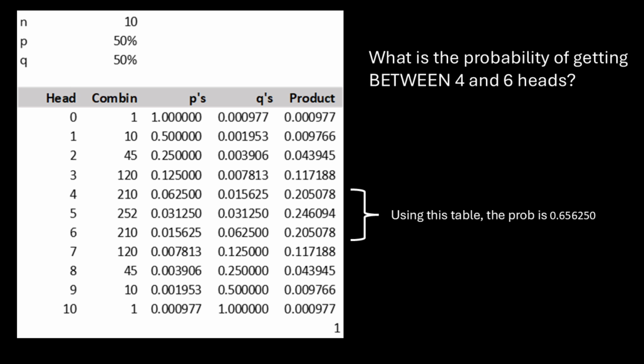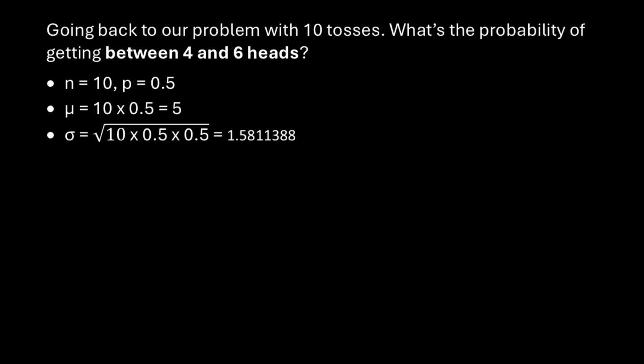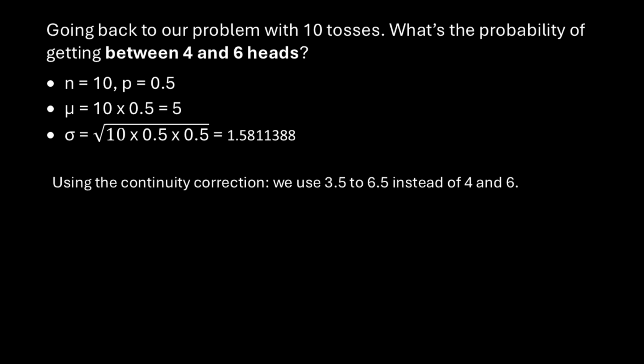So going back to our problem with 10 tosses, what's the probability of getting between 4 and 6 heads using a normal approximation? Well, we know that n equals 10 and p is equal to 0.5. Therefore, mu is equal to 10 times 0.5, which is equal to 5. And sigma is equal to the square root of 10 times 0.5 times 0.5, which is roughly 1.58. Now, using the continuity correction, we use 3.5 to 6.5 instead of 4 and 6.